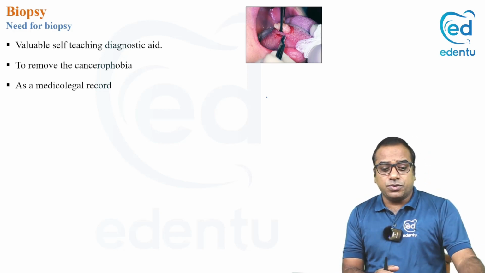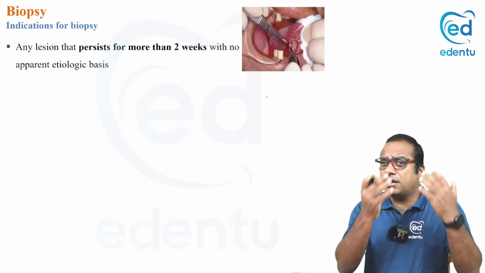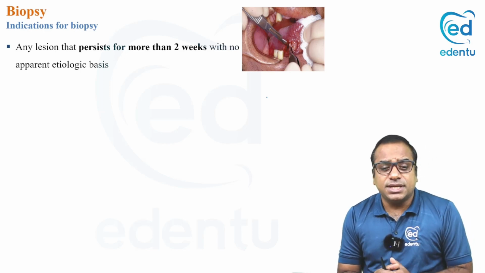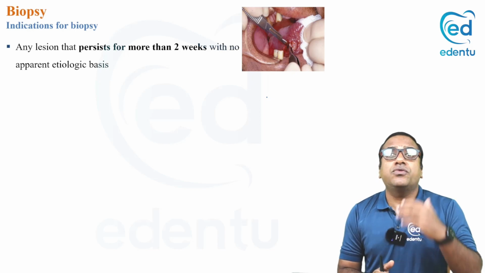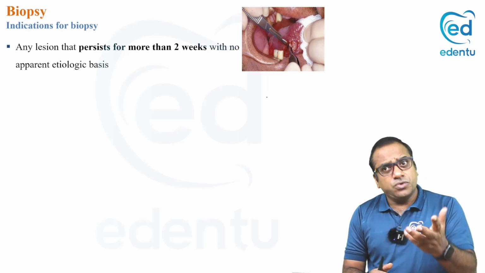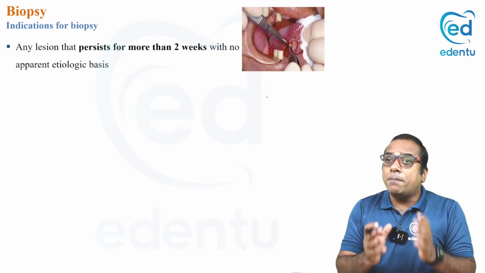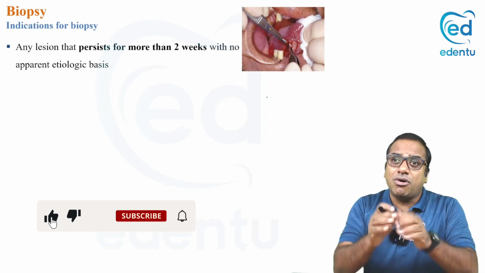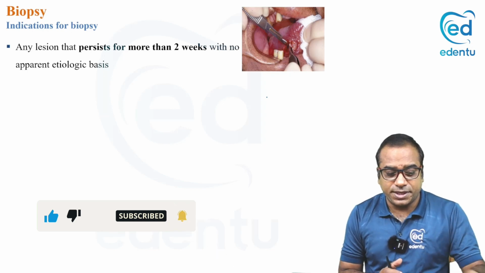Now next coming to the indications for biopsy. So there are n number of indications. First and foremost, the first indication is any lesion which is persisting for more than 2 weeks, 10 to 14 days. Any lesion was there, you gave a traditional antibiotic, painkiller or some ointments, but no healing took place. The situation is still the same or it has become worse. So in that case, you should go for a biopsy.